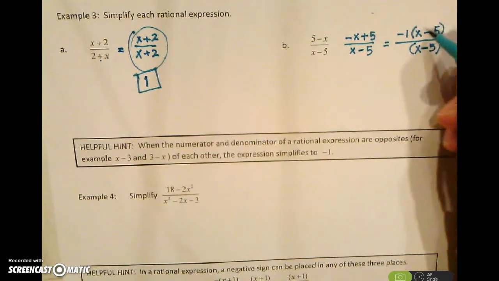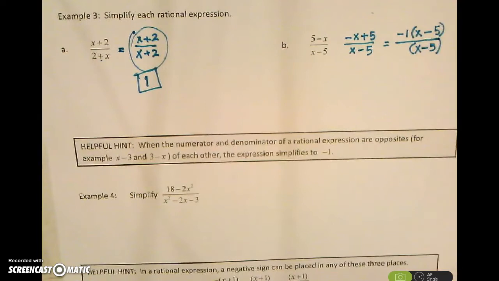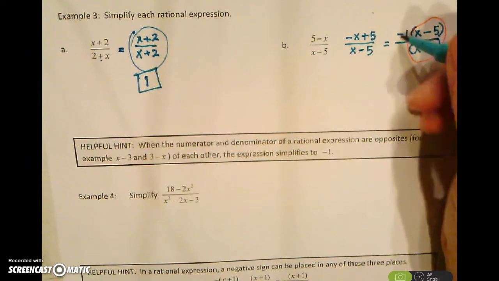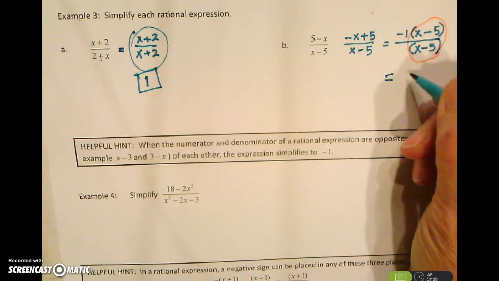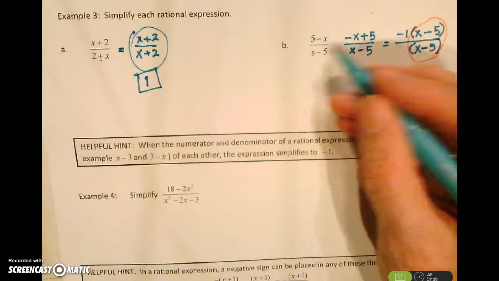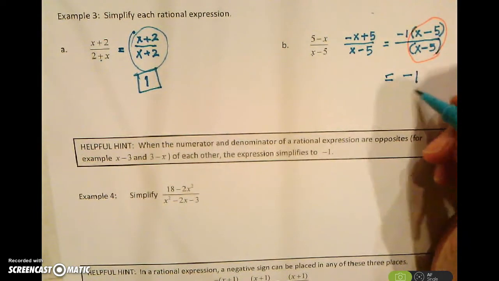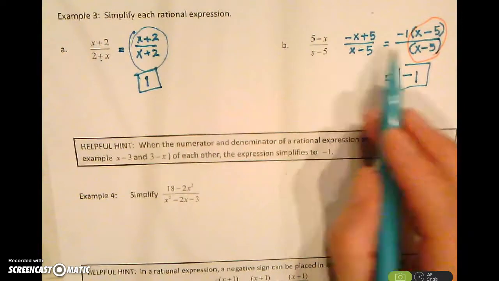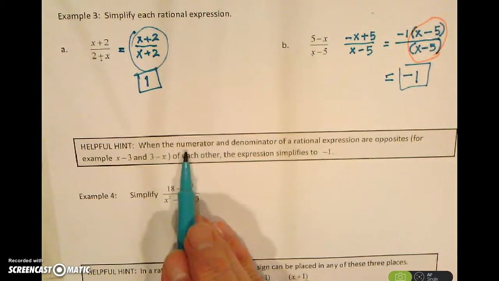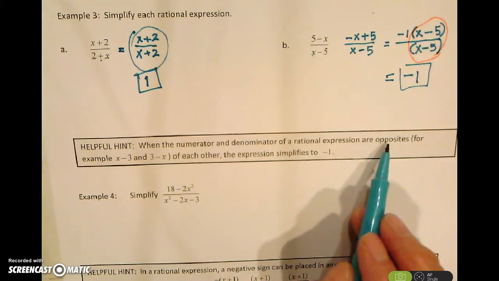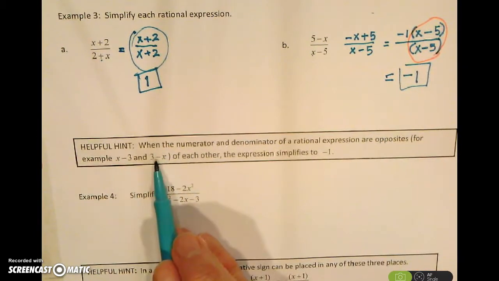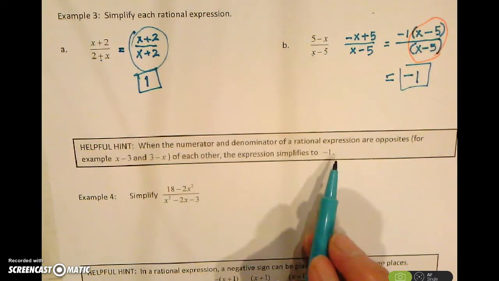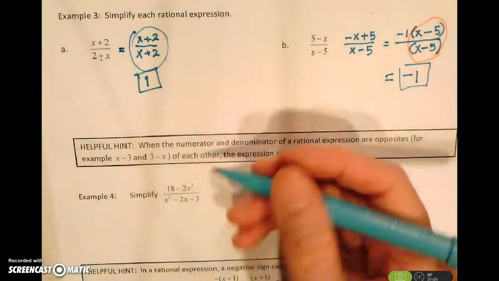So by factoring out the negative 1, I come up with these common factors of x minus 5 and x minus 5 here. And so these will create a 1, and what I'm left with then is negative 1. So 5 minus x over x minus 5 reduces to negative 1. So helpful hint, we don't want to always go through all those steps. Helpful hint: when the numerator and the denominator of a rational expression are opposites, for example, x minus 3 and 3 minus x are opposites of each other, the expression simplifies to negative 1. All right, so let's use this in this next problem.